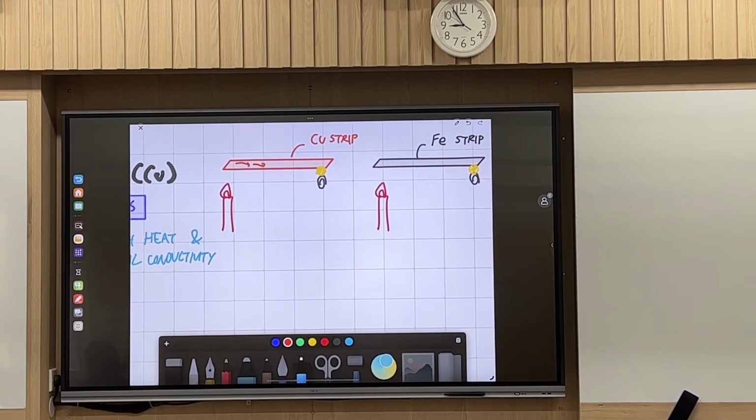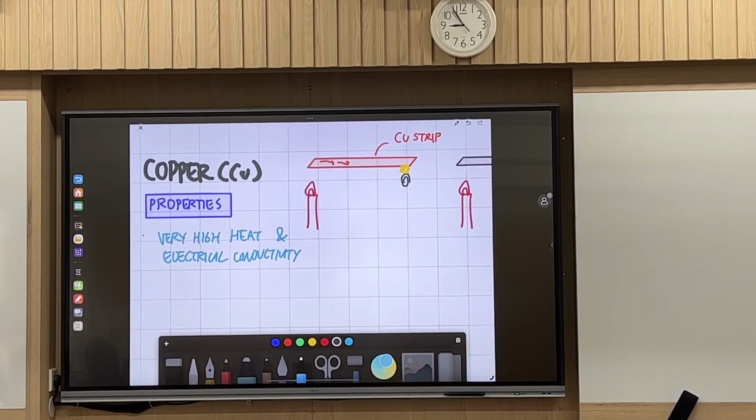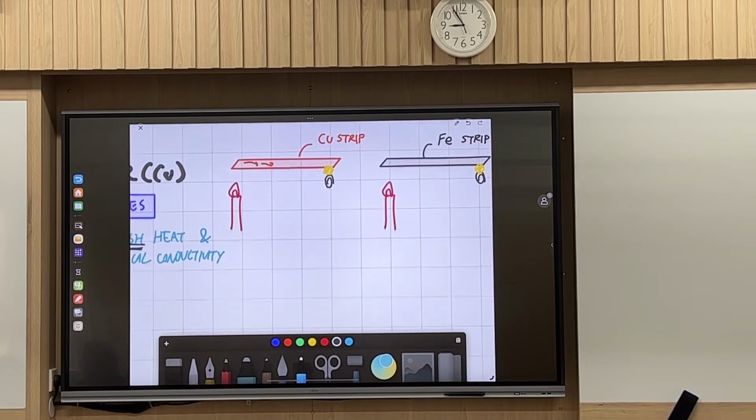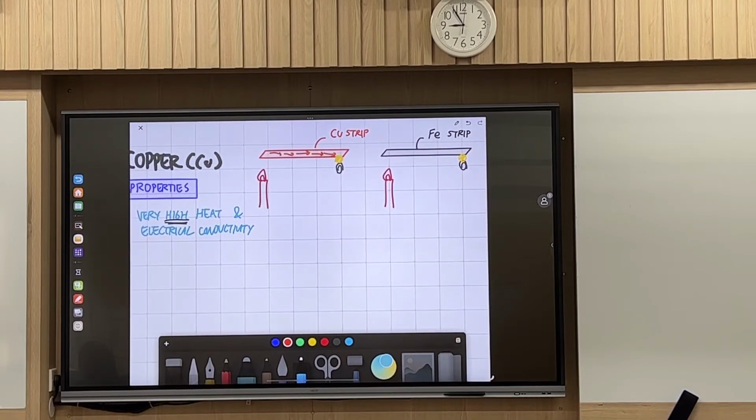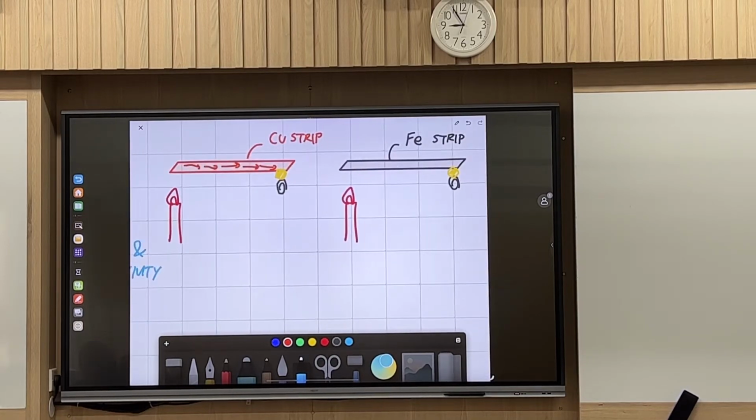And what is so special about copper again? Very high heat and electrical conductivity. So heat is spread more quickly to the other side of the metal than in iron. In iron, heat is also transferred but more slowly. Therefore you will see this paper clip fall down first. This is how we see in action the higher heat conductivity of copper. Is that clear? So can you put down the experimental outcome?